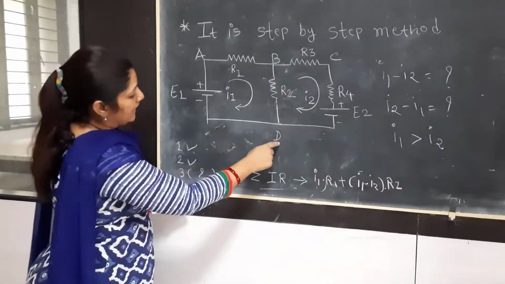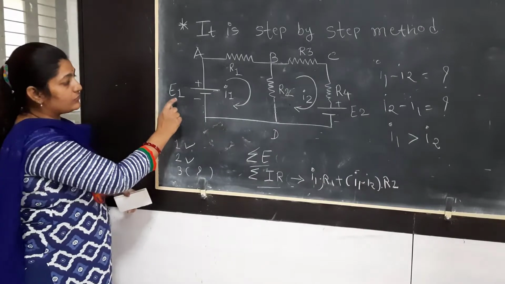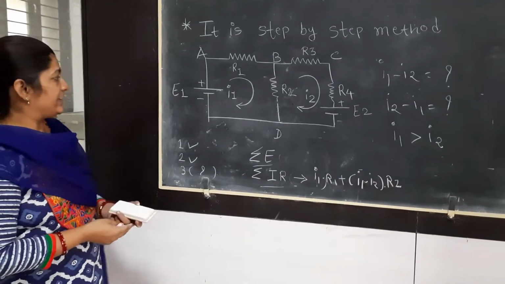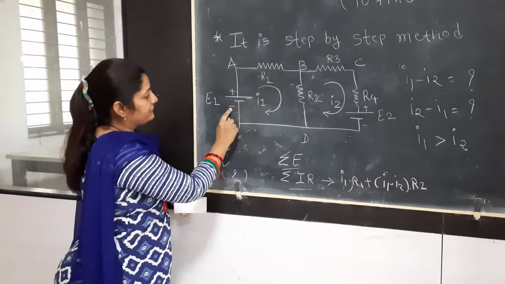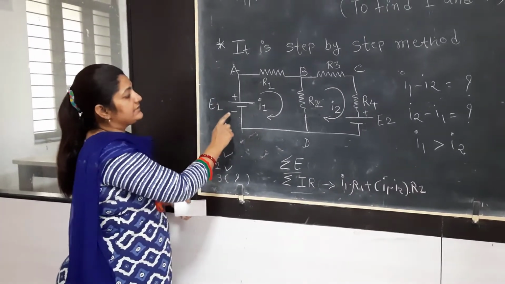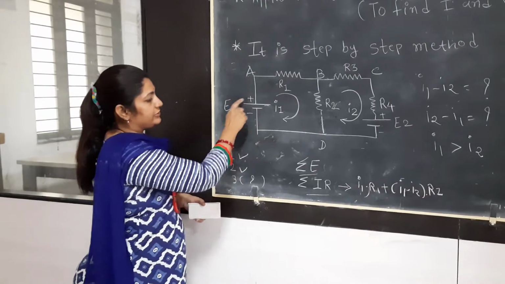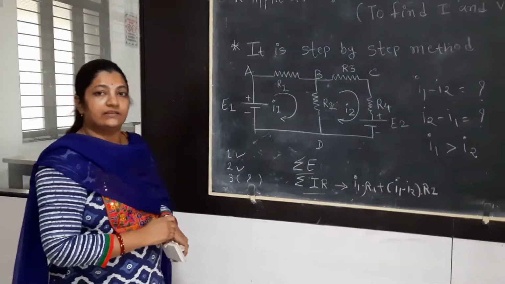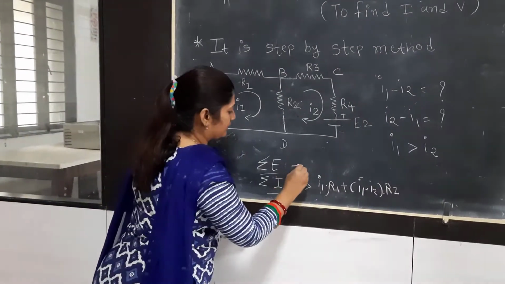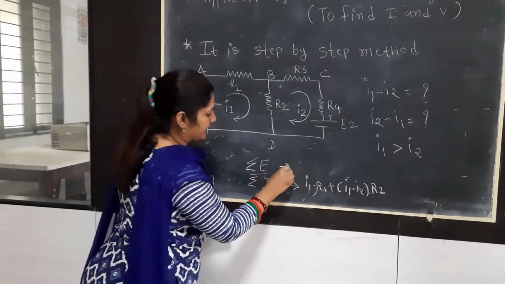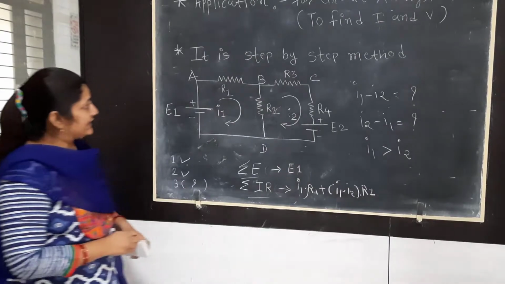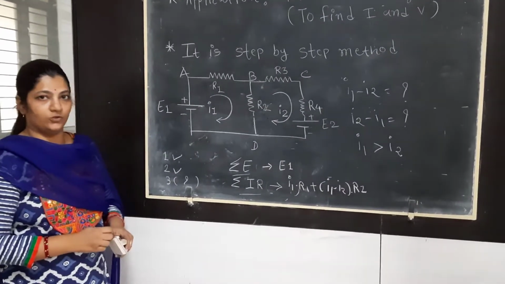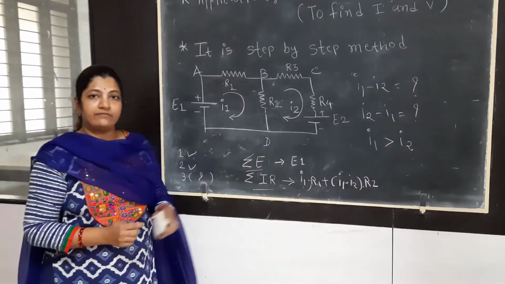Move forward. After point D, it's time to consider battery EMF E1. And with this mesh current, we are moving from minus to plus, meaning we are moving from lower potential to higher. It is nothing but the rise of potential. So obviously it will come in this category, E1. Is there any element left in mesh 1? No. All data we have verified.